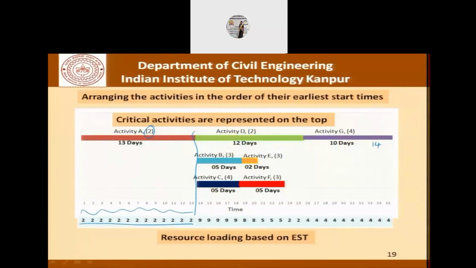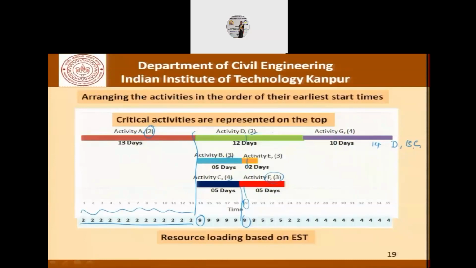Now, coming to day 14, we have the possibility of activity D, B, and C being carried out. D requires 2, B requires 3, and C requires 4 workers, and therefore the deployment required as far as day 14 is concerned is 9. This continues till such time as activity C is finished. Once C finishes, we have activity F which may start, and so on.